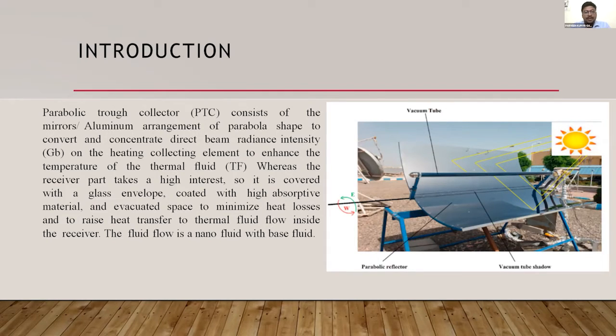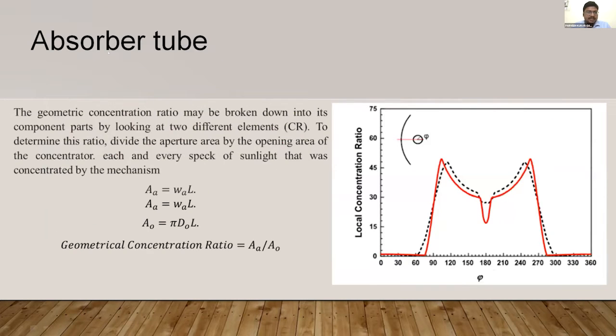which is of aluminium or a mirror-shaped surface. When radiation is incident on this parabolic trough collector, it is reflected back to the absorber tube. In the absorber tube, we are using a heat transfer fluid; the tube is made of copper or glass. Inside, we flow a fluid of different materials, like nanoparticles. This is the absorber tube that I was talking about.